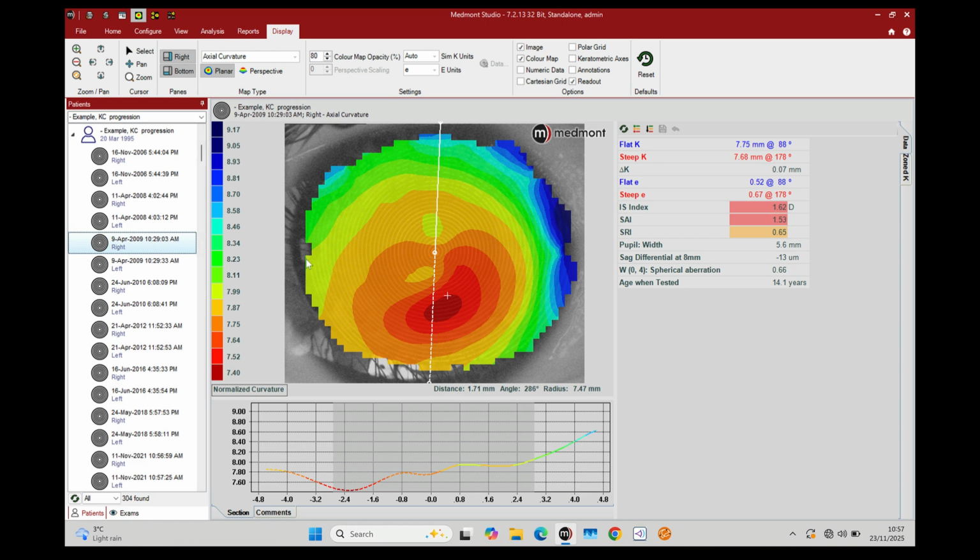So any change in either traffic light systems, the K max value, or the topography pattern, you're going to want to refer for cross-linking, because this change can be prevented with corneal cross-linking. So that's assessment of a normal cornea, and then how you would detect progression.